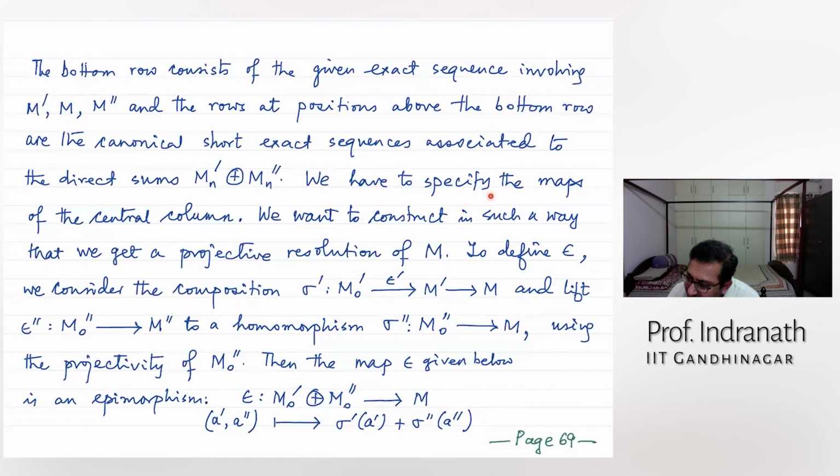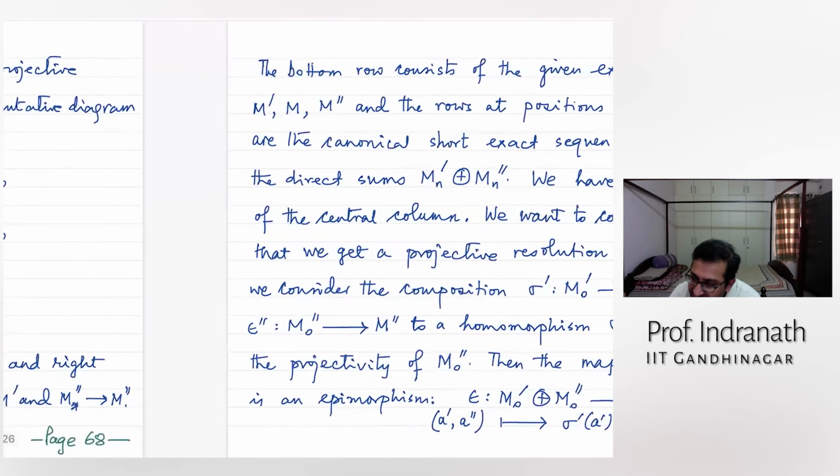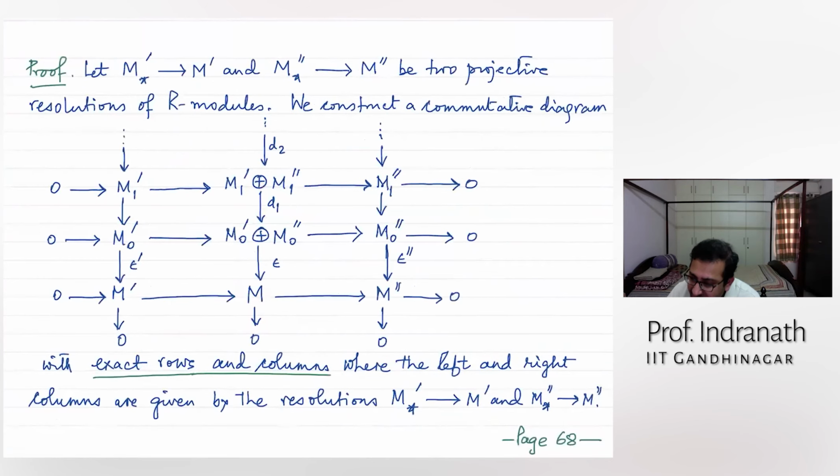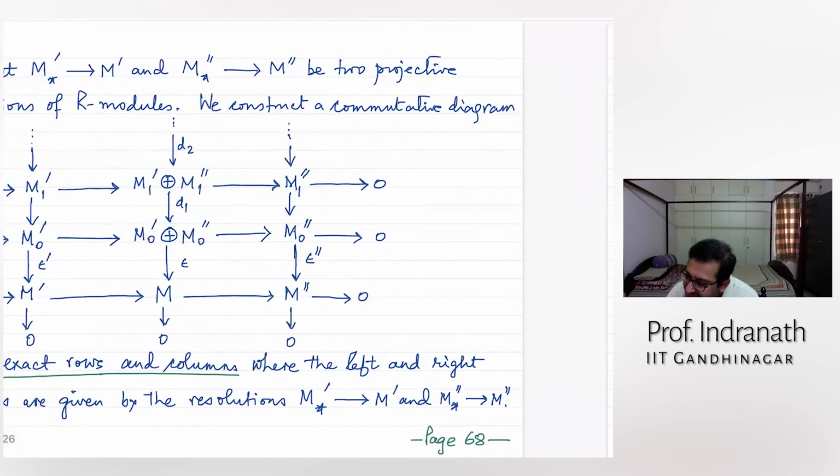We have to specify the maps of the central column. So you know what it means. This is what you need to specify. They are given to you because we have started with two projective resolutions. They come with the boundary maps and everything. They have exact vertical columns, in fact, right? But here we need to define this D1, D2, etc. So that's exactly what we mean.